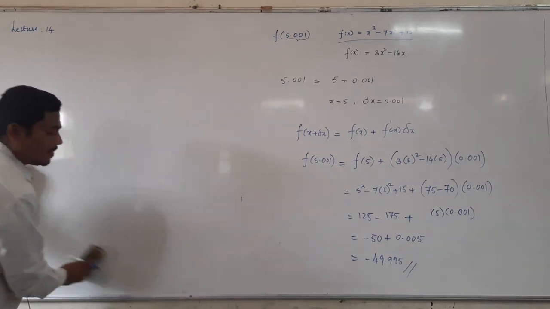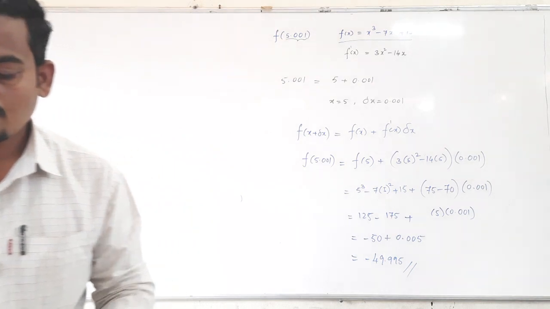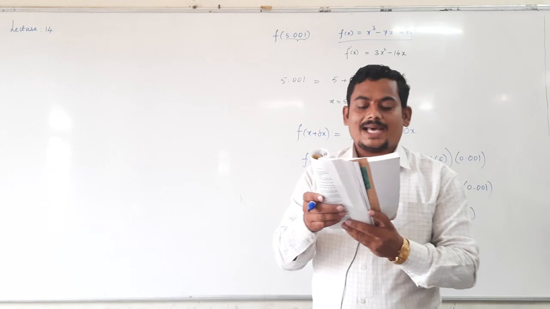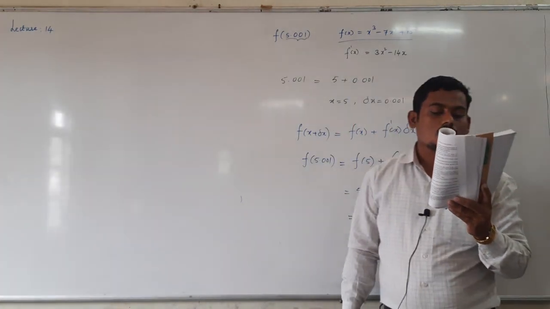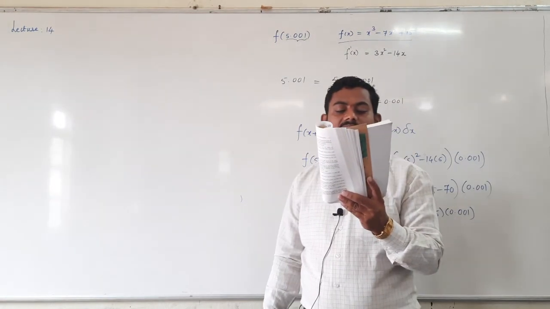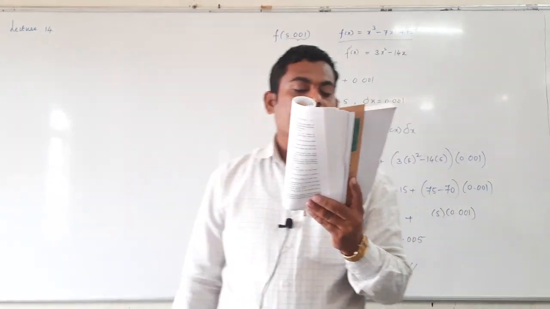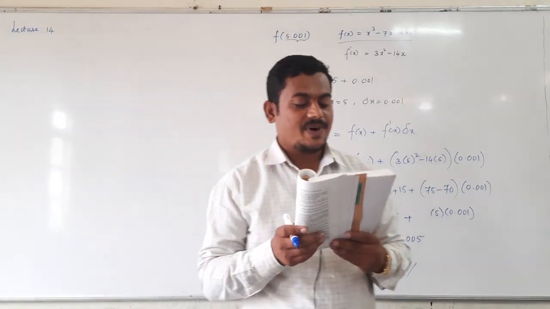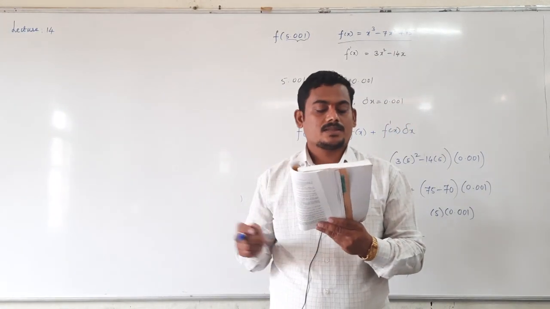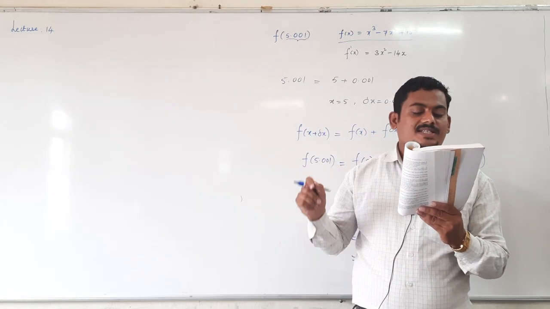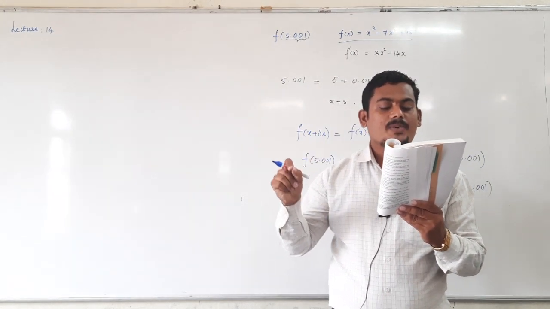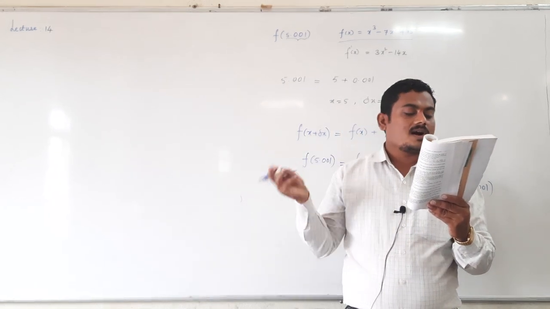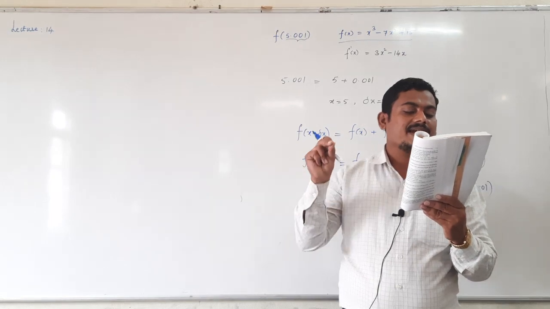Next question. Find the approximate change in the volume V of a cube of side x meters caused by increasing the side by 1%. In exercise 6.4, fourth question. Find the approximate change in the volume V of a cube of side x meters caused by increasing the side by 1%.